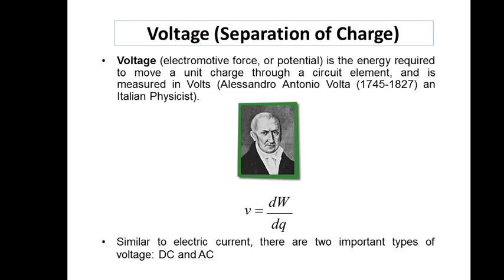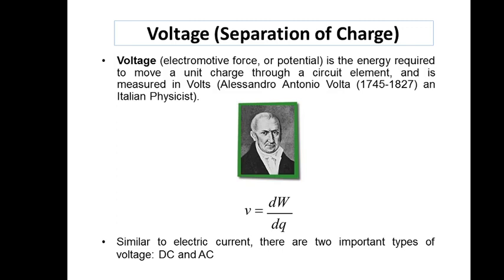So voltage is nothing but the rate of energy, you can say, because here how much energy is required to move one unit charge. That's the reason here it is dW by dQ. Similar to current, already we know currents. We have two types of current.